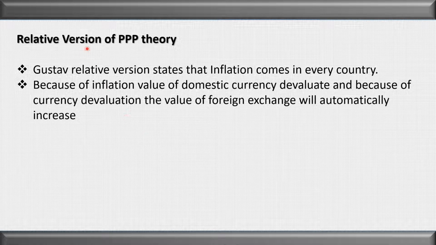So the relative version says that because of the inflation, there is a currency devaluation and the foreign exchange will automatically increase. That is all about the relative version. So the relative version emphasizes the inflation and says that because of the inflation the currency devalues and the foreign exchange automatically increases because of the currency devaluation.